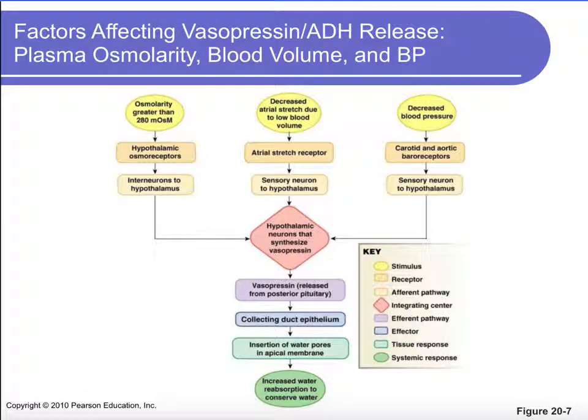So again, if you really understand what vasopressin does, and by keeping water, what effect that has on your body, on your osmolarity, blood volume, and blood pressure, then it's easy to see when you would want to release it. So what the stimuli for its release would be.